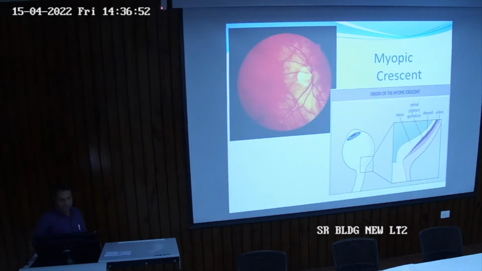In the retina, changes are seen: the myopic crescent. You will see the yellow lines surrounding the optic disc. Which structure is optic disc in this photo? Can anyone tell in this? Which structure is optic disc? Yellow. Which yellow?